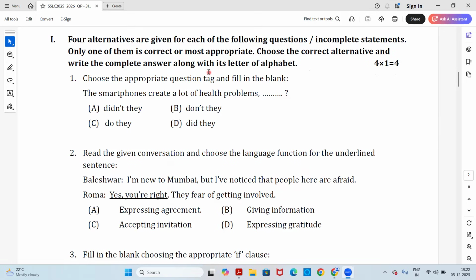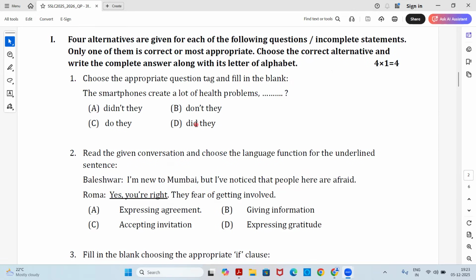Now it's a general tip also to read the question properly and follow the instruction given. So these are optional questions. Most of the students just write the option number or just write the answer. Here they have clearly said choose the correct alternative and write the complete answer along with its letter of alphabet. Suppose for example your answer is B, you have to write option B, and the entire answer as well. This is what they have instructed here. If you write either of it alone, then you're not following the rules. So read the instructions properly, and then attempt in that way.